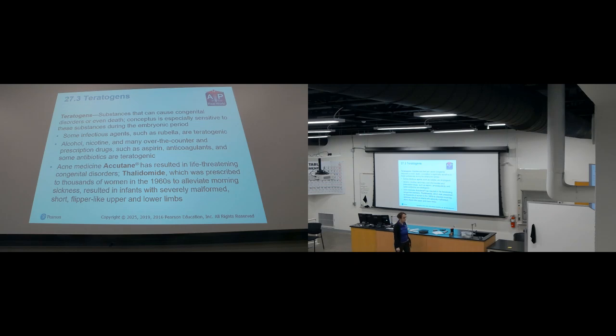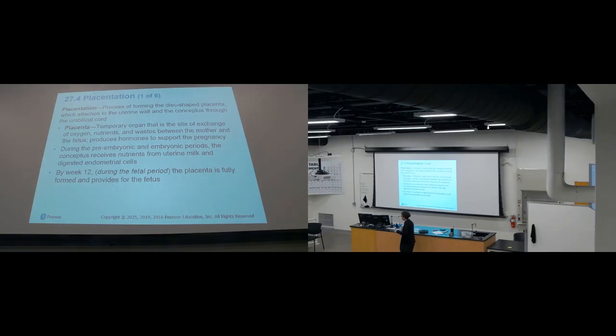This was a drug that was used to prevent morning sickness. However, this one created problems because the babies couldn't develop the upper limbs or the lower limbs, so they ended up with short limbs. So that's organogenesis. Now let's talk about the formation of the placenta.